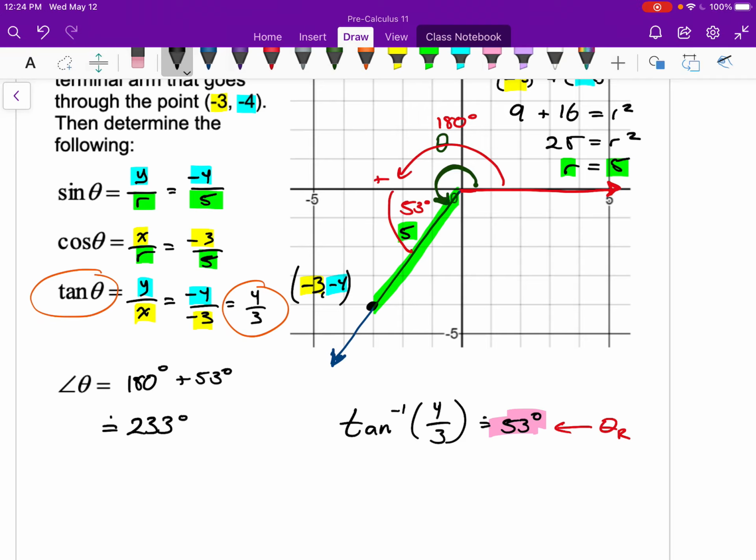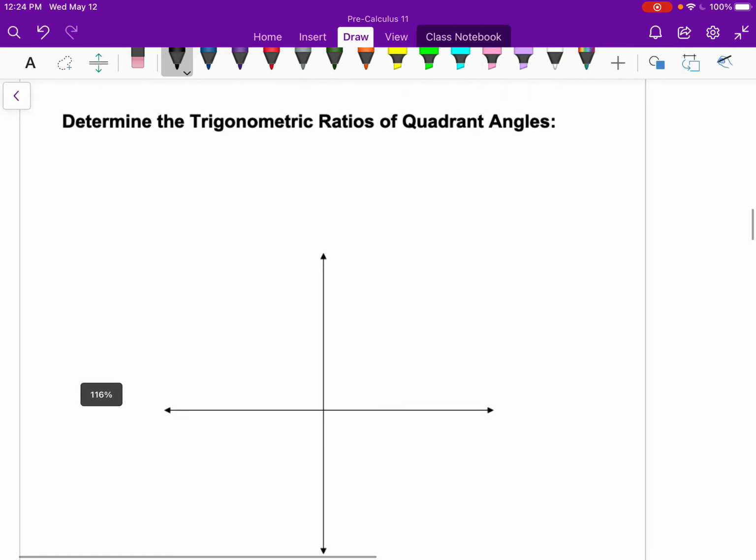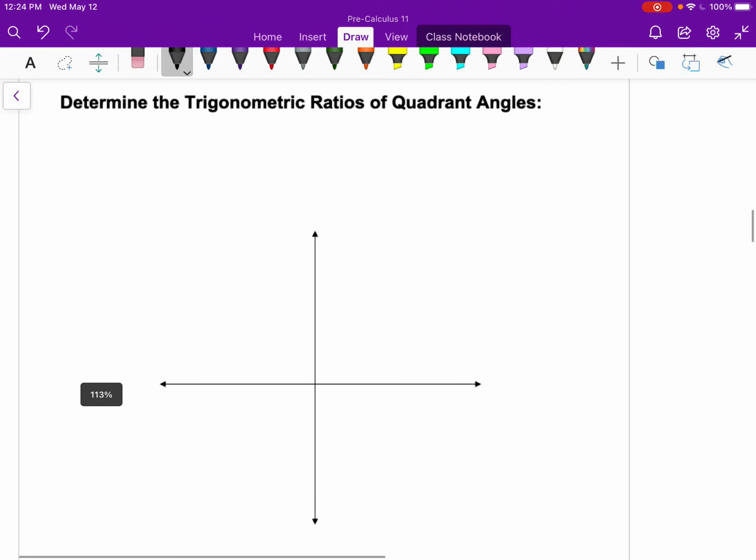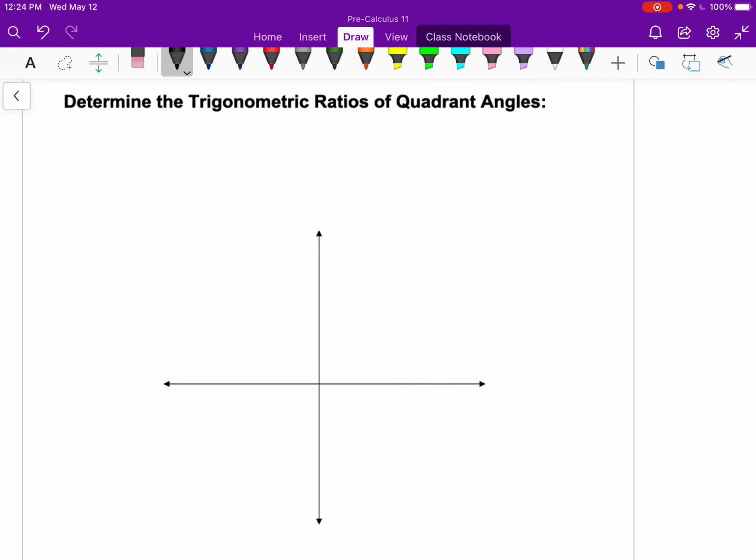All right, so let's now talk about what we call quadrant angles. The trigonometric ratios at 0, 90, 180, 270. So let's look at a 0 degree angle. And again, all angles in center position start right here. So what's the sine of 0? What's the cosine of 0? What's the tangent of 0? Well, you could use a calculator right now, although it's kind of silly. But if you use a calculator, you get 0, the sine of 0 is 0, the cosine of 0 is 1, the tangent of 0 is 0.